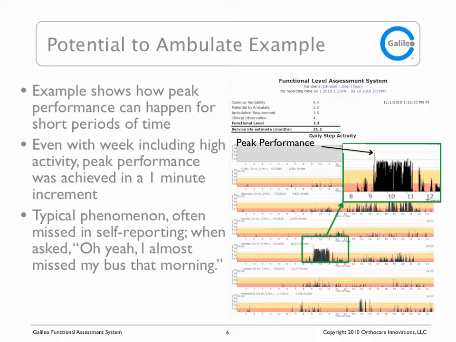Now let's look at an example of peak potential to ambulate. Here we see that even though the patient frequently engages in high activity, their true potential is defined over a 1-minute segment during the week. It is these bursts of activity that are often missed during self-reporting and clinical observation.